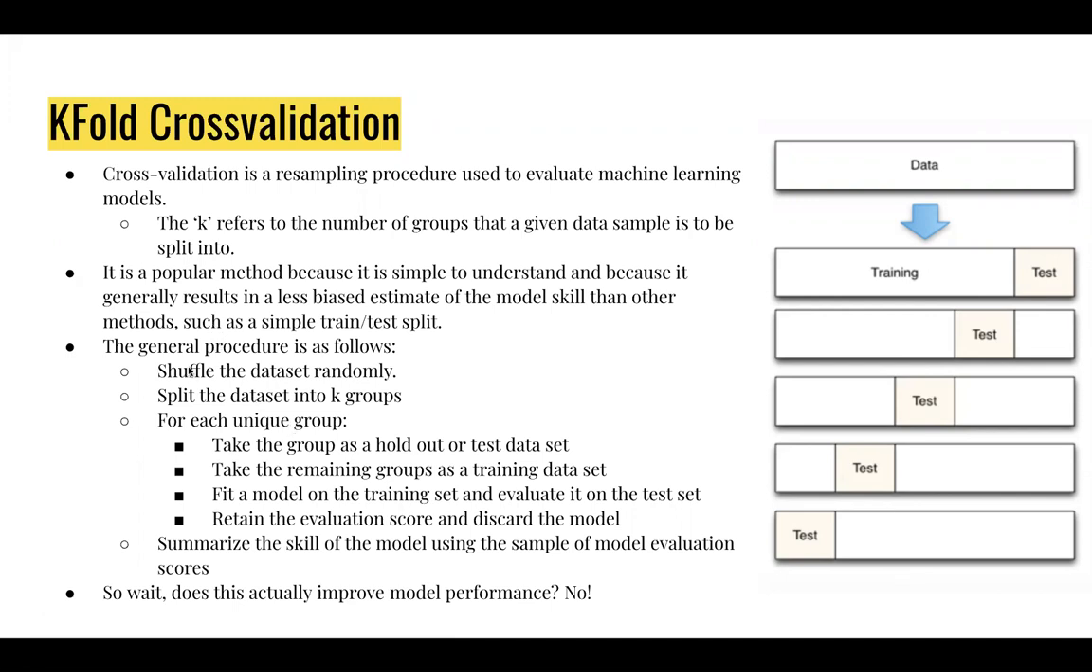Generally the way this works is you shuffle your data. Once it's shuffled, you split your data into K groups, just like this. For each group, you take your training and your testing, you run your model, and you train the model independently. This is an important thing, because when I first learned about KFold, I got confused about this.